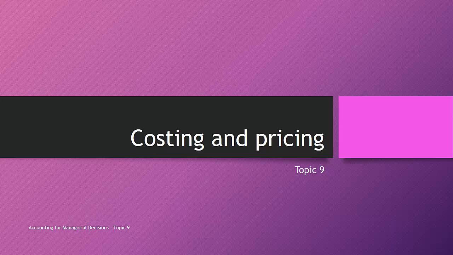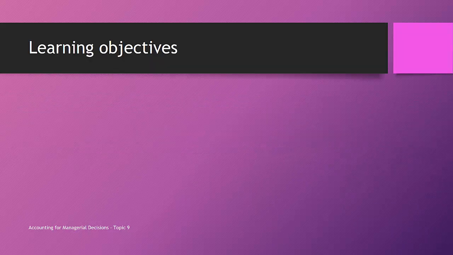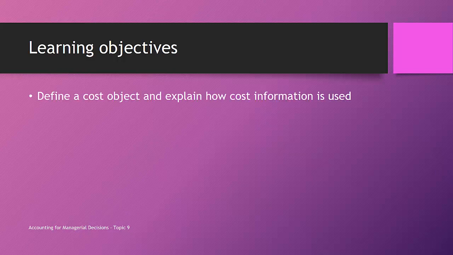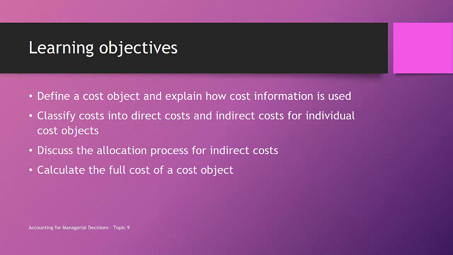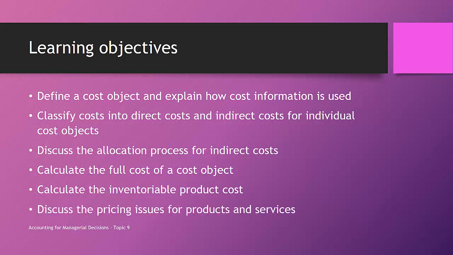Welcome to topic 9, costing and pricing. In this topic, we're going to look at how to define a cost object and how that cost information is used. We're going to be classifying costs into direct cost and indirect cost for individual cost objects, discussing the allocation process for indirect costs, calculating the full cost of a cost object, then working into calculating the inventoriable cost of a product, and finally, discuss some of the pricing issues for products and services.